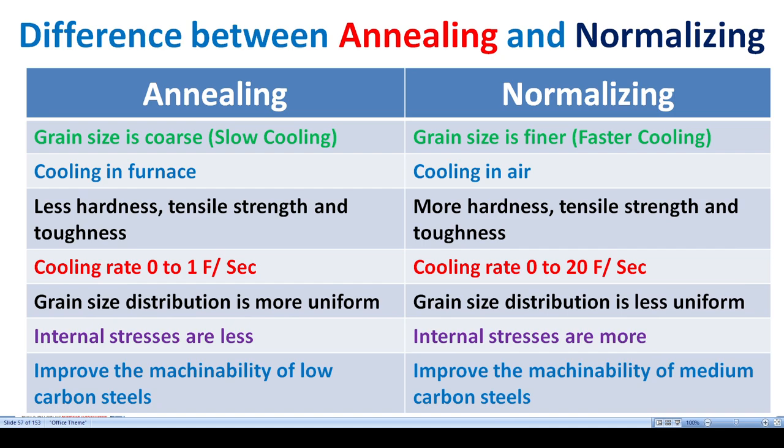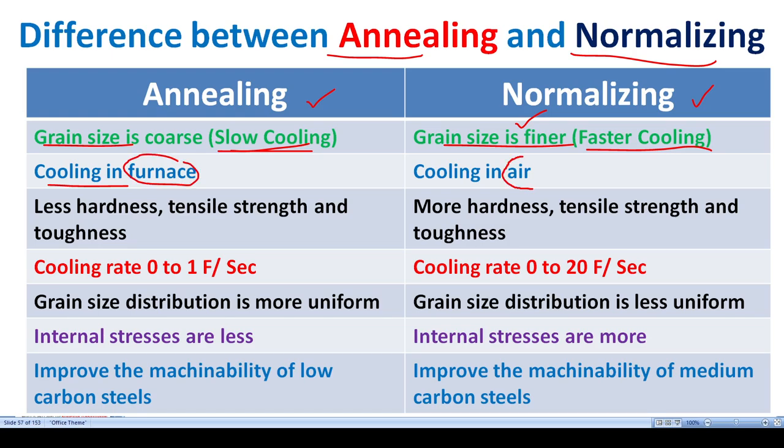So, the difference between annealing and normalizing process. Annealing is a slow cooling process using a furnace, while normalizing is a faster cooling process. Slow cooling means you get a coarse grain structure; here the grain size is finer. Faster cooling means you get a finer grain structure. In annealing, slow cooling gives a coarse grain structure. The cooling medium in annealing is a furnace.